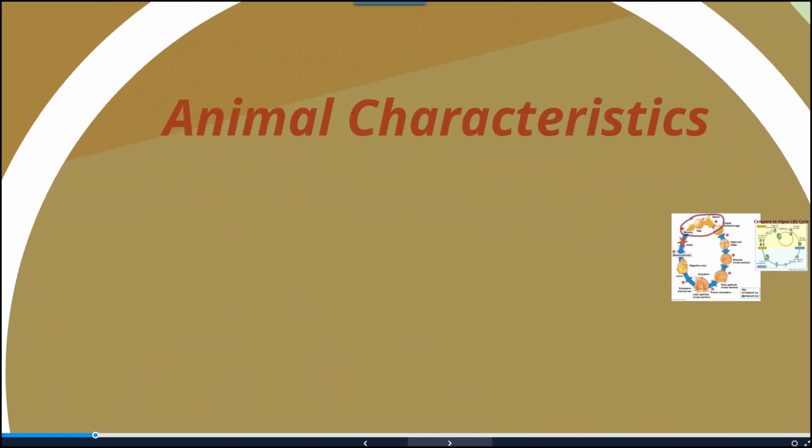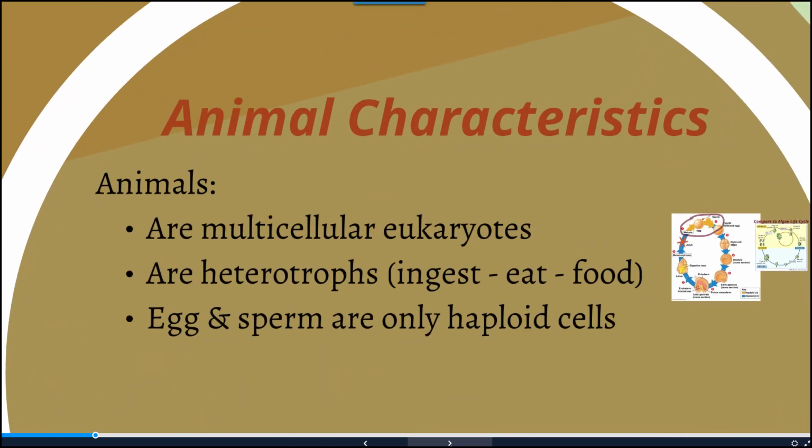So generally, animals have several shared characteristics. First, they are multicellular eukaryotic organisms. So we no longer have any of these examples of single-cell organisms, and we also don't have any prokaryotic organisms, although that really just was in our bacteria and archaea domains. They are all heterotrophs, so they all have to eat or ingest food in some way.